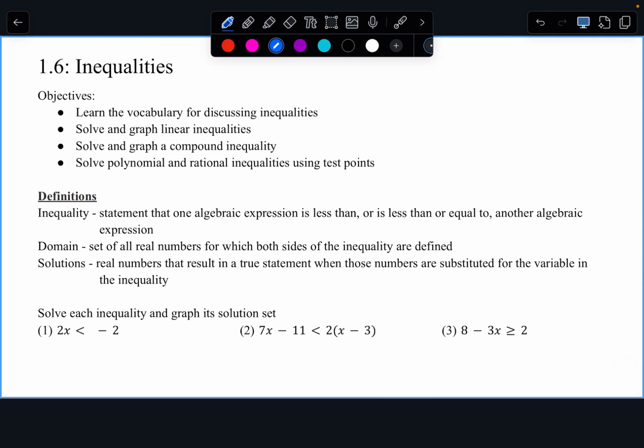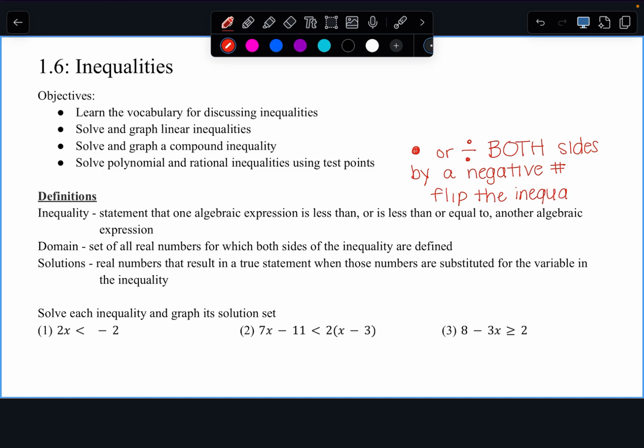Inequalities. Biggest thing with inequalities: if you multiply or divide both sides by a negative number, flip the sign. And I should say flip the inequality sign.